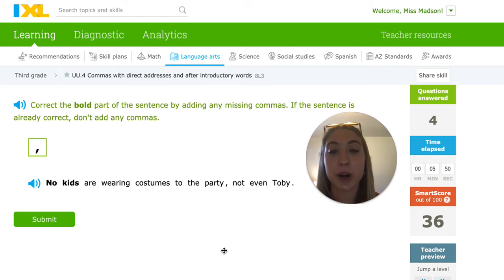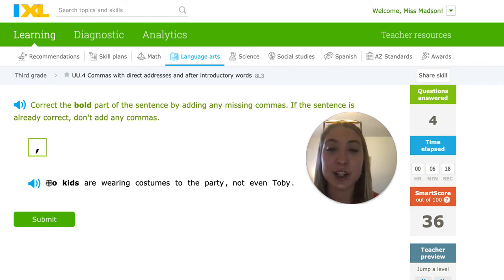Let's do this last one, because this could be confusing. It says, no kids are wearing costumes to the party, not even Toby. So no could be our introductory word. So let's see if we take this word away, and remember our introductory word is followed by a complete sentence. If we take no away, does it change the sentence? Kids are wearing costumes to the party, not even Toby. When we take no away, the sentence doesn't make that much sense. But when we say no kids are wearing costumes to the party, not even Toby, that makes sense. So when we see this word no, it's not an introductory word because it goes with the complete sentence.